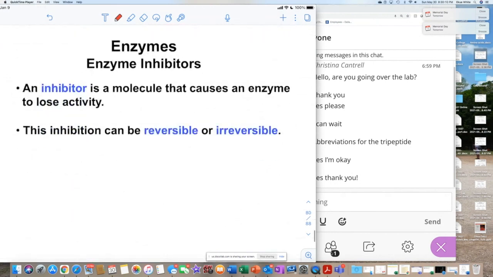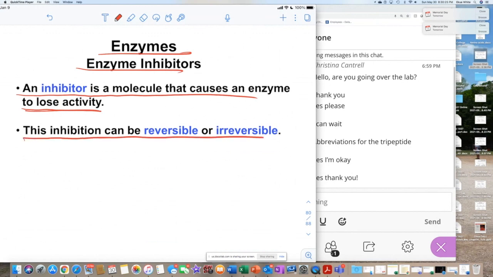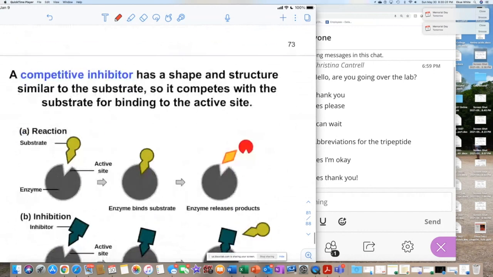So here, when we deal with enzymes, there's something called an inhibitor. An inhibitor is a molecule that causes the enzyme to lose its activity. The inhibitor can compete for that site on the enzyme. So right here, this inhibition can be reversible or irreversible. A competitive inhibitor has a shape and structure similar to the substrate, so it kind of poses as a substrate. So it actually competes with the substrate for the binding, for the substrate to bind to the active site. So now the substrate has competition from the inhibitor, okay?